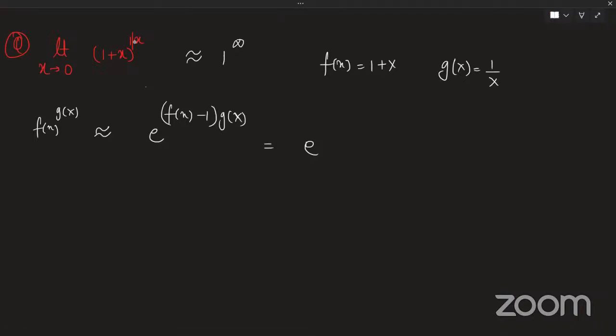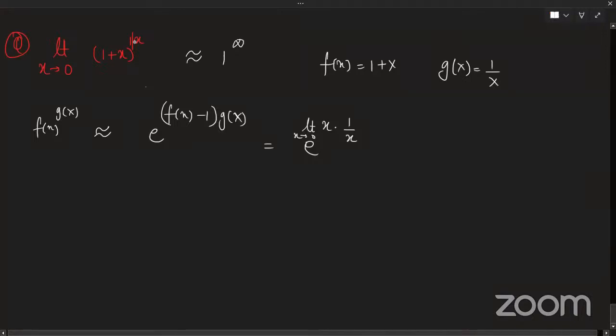What is it? f(x) minus 1 is x. Okay, x into 1 by x, and the limit as x is tending to 0. What is x into 1 by x? It is 1, because x and x get cancelled. So really easy. e raised to the power 1.